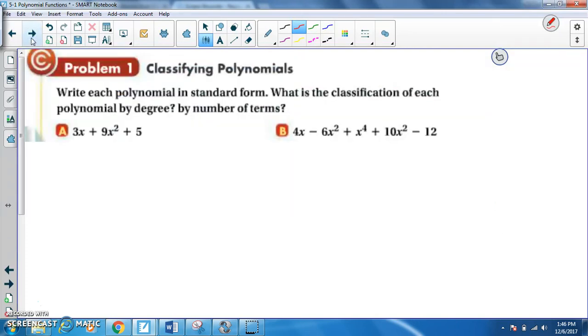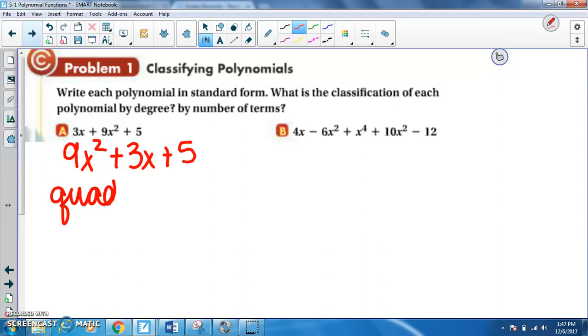Classifying polynomials, we first need to write each polynomial in standard form and then classify by degree and by number of terms. So I'm going to rearrange this as 9x squared plus 3x plus 5. Since my highest exponent is 2, this is quadratic. And since I have 3 terms, this is a quadratic trinomial.